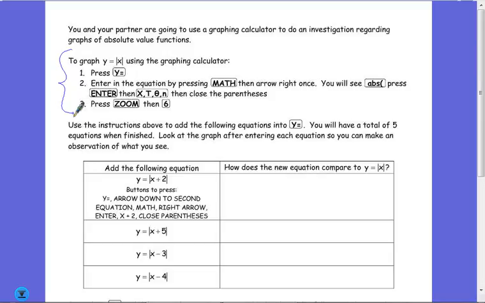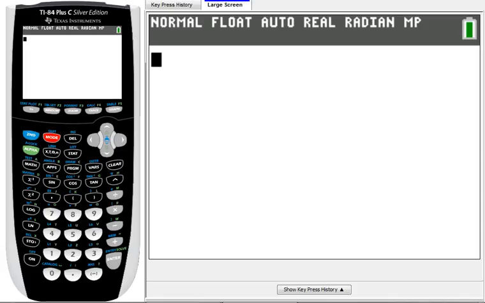So to graph y equals the absolute value of x using a graphing calculator, we're going to first press y equals. So I have a calculator here that we're going to work with. The y equals button is right there.